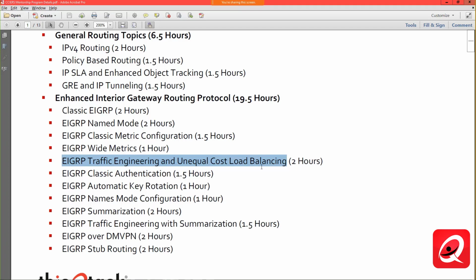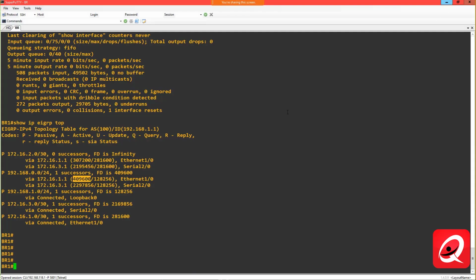We're going to get into the specifics of what kind of load balancing EIGRP does and how it decides what interfaces to include and what interfaces get excluded and so on. Now you'll notice the second number in this database here, 128.256 and 128.256. That second number in the database is what we call the reported distance. That is the cost for my neighbor to reach the same destination.